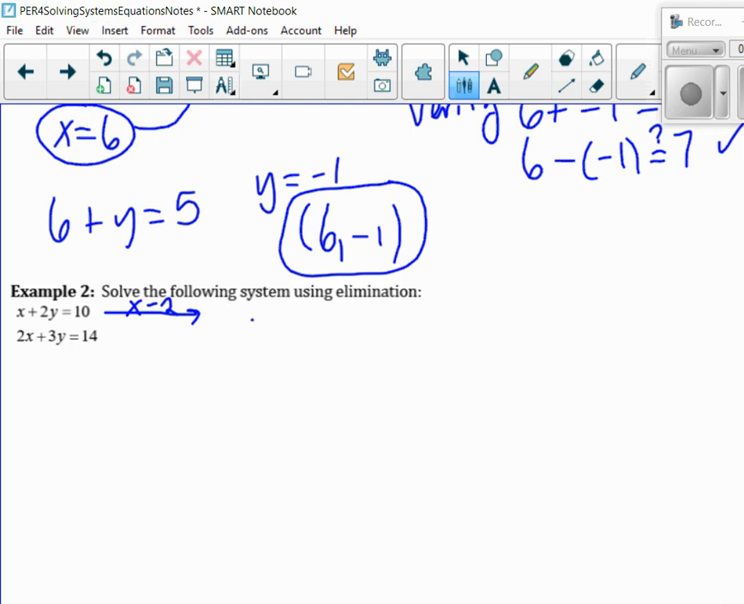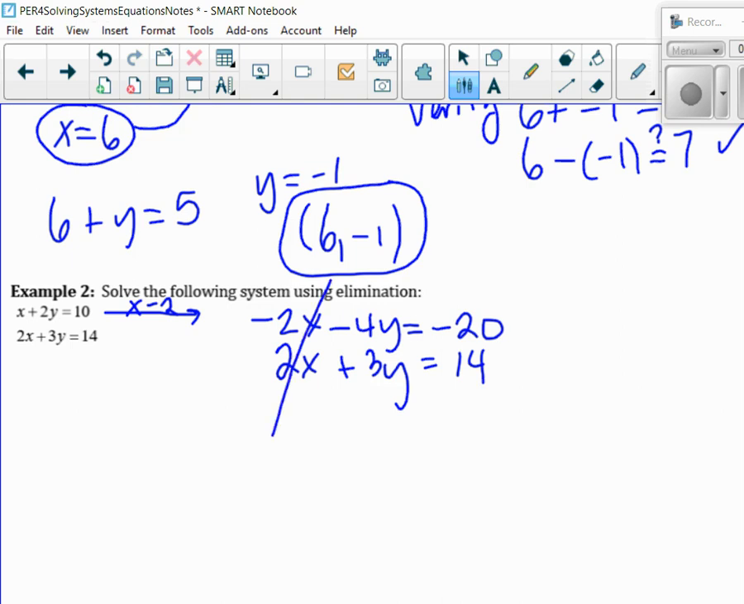Okay, so -2x minus 4y equals -20. And then I'm going to rewrite the second equation exactly the way it is. So 2x plus 3y equals 14. Does everybody see what I did there? I multiplied the first equation by -2. So that now, do you see these will eliminate when I add them? Now, where you'll make a mistake is you'll forget to multiply all of them by the constant, right? You have to make sure you multiply each and every term by it.